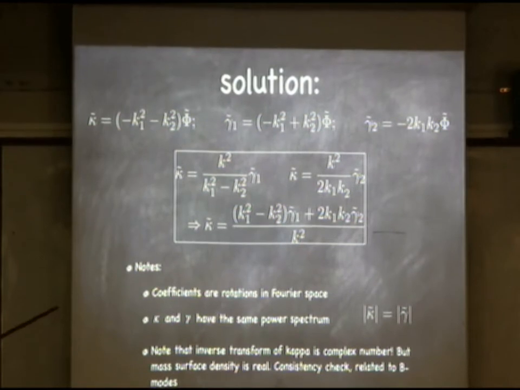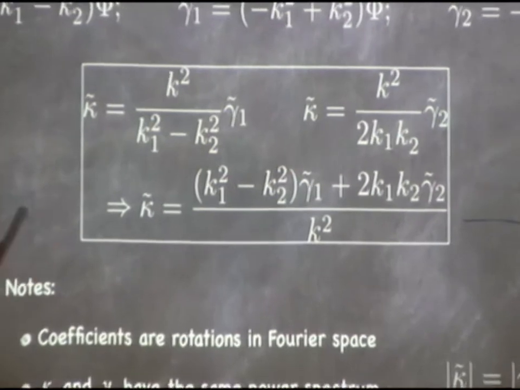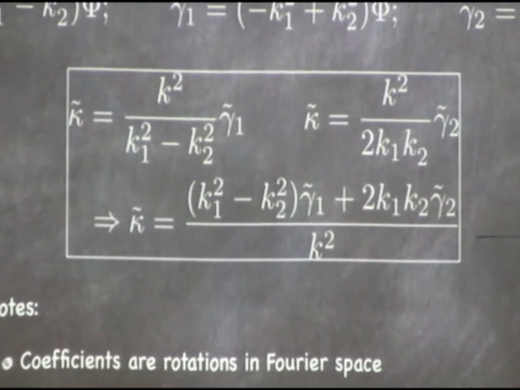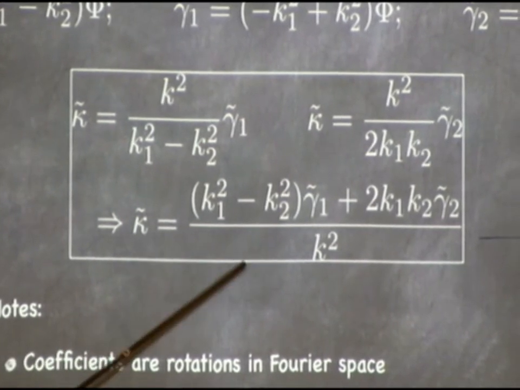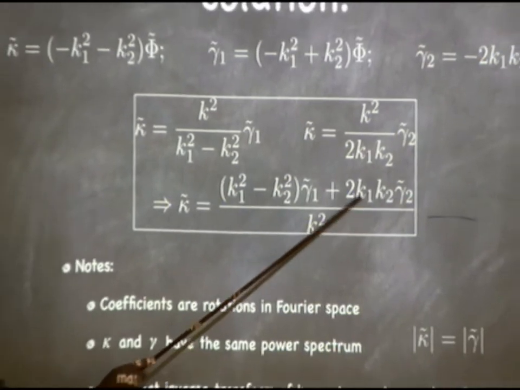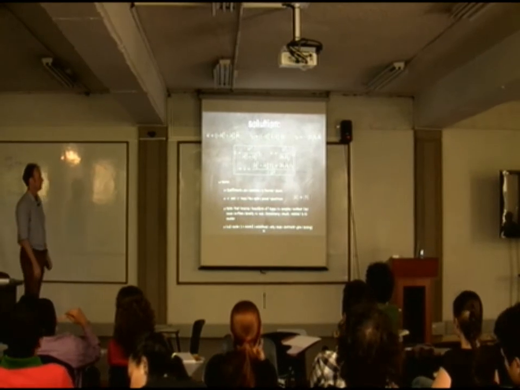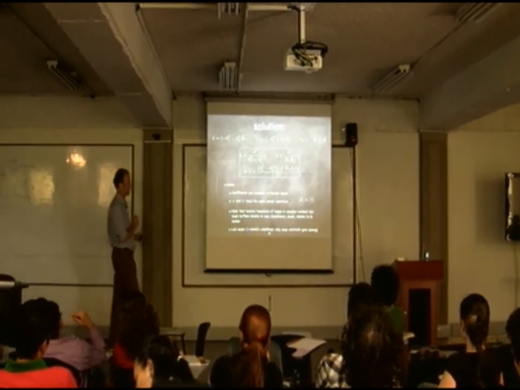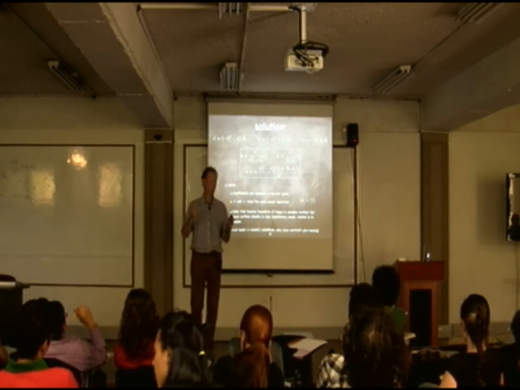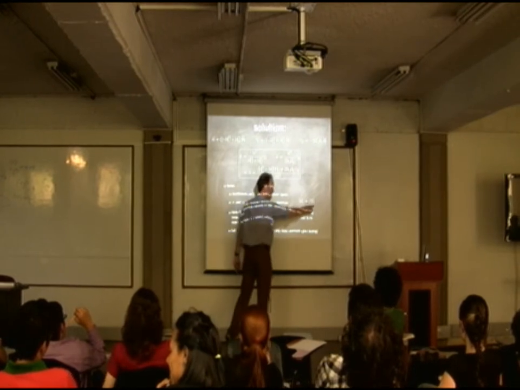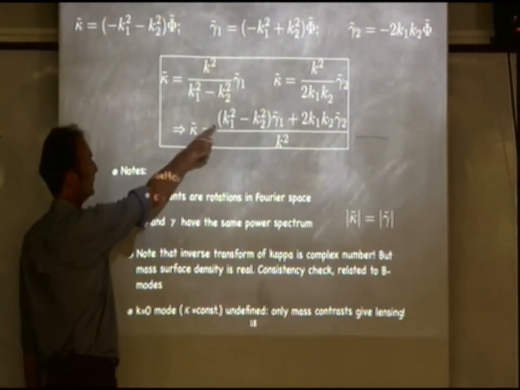And if you look at the coefficients, they're actually nothing more than rotations in Fourier space. Right? k1 squared minus k2 squared over k squared is just the cosine of twice the azimuth in k-space, if you go to polar coordinates. Similarly, this is the sine of twice that angle in k-space. And so this means that the power spectrum of kappa and gamma is actually the same. So if all you want is the power spectrum of the mass distribution to do statistics in cosmology, you're actually happy once you have the power spectrum of the shear, because it's exactly the same. The amplitude of kappa and the amplitude of gamma is the same.